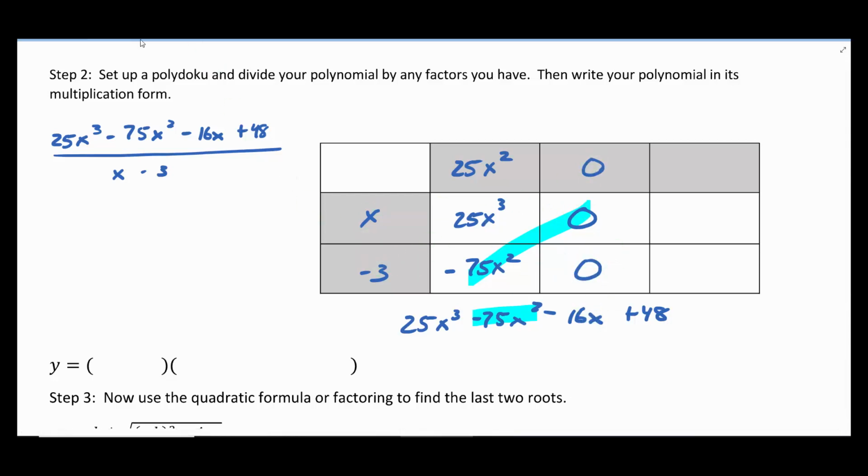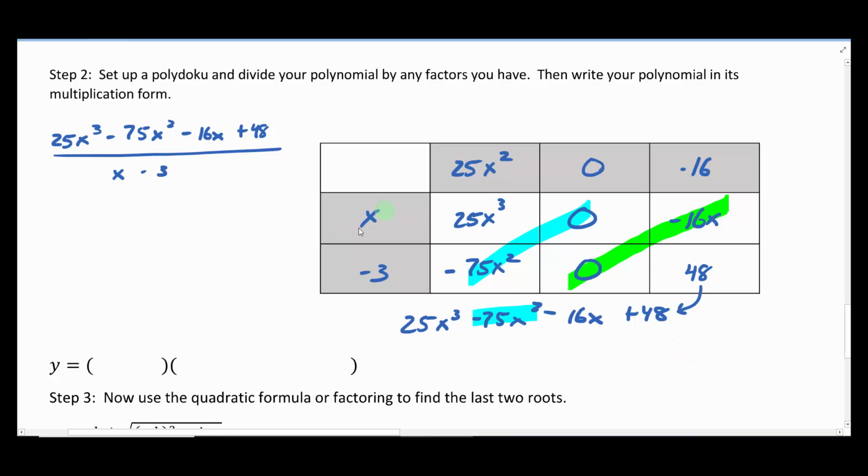And then again, we pay attention to our diagonals, right? So this is where the x's are contained. We need negative 16 of them. I currently have 0. So we're going to need negative 16x up here. All right. So now x times negative 16 will give me negative 16x. And then negative 16 times negative 3 is a positive 48. And we check to make sure that those match at the end.